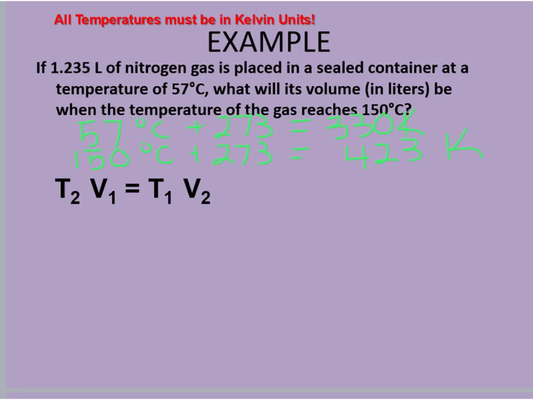Now when I follow my formula, I'm going to put the second temperature first, not T1, the final temperature. So you're going to have to read these problems carefully. What is the final temperature? After the change, the temperature became 150, which is 423 Kelvin.